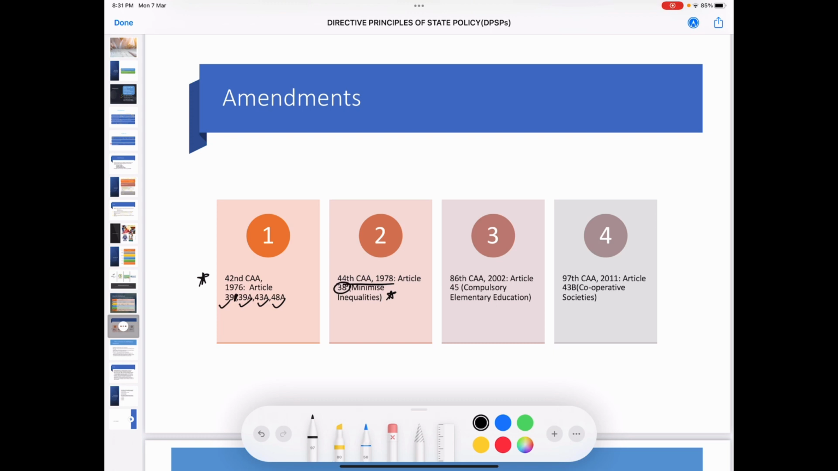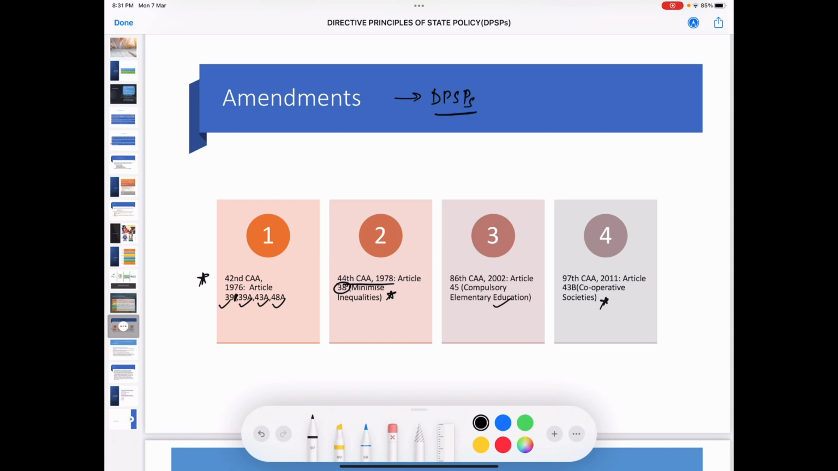86th Constitutional Amendment Act of 2002 Article 45 में compulsory elementary education को add किया गया and 97th CAA 2011 Article 43B में cooperative societies की बात हुई. ठीक है, इस clause को add किया गया. So these are important amendments related to DPSPs.